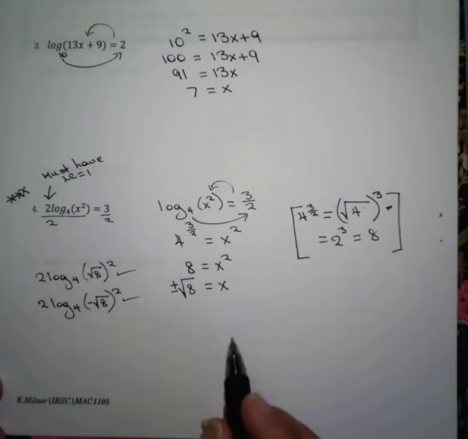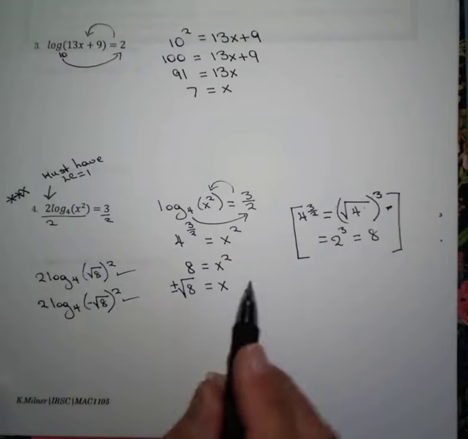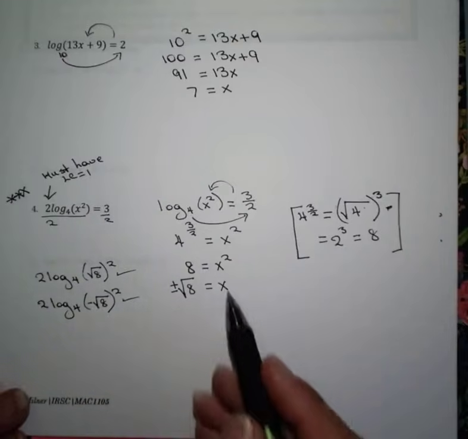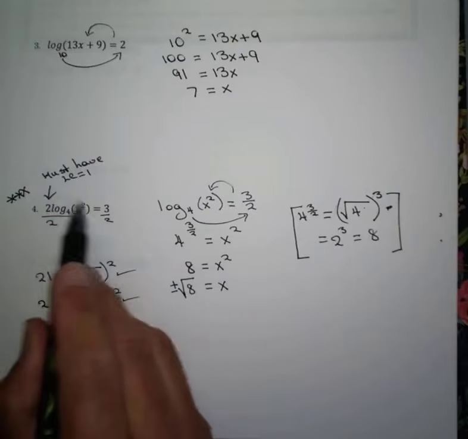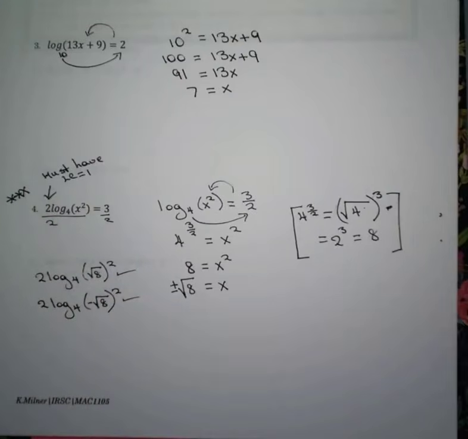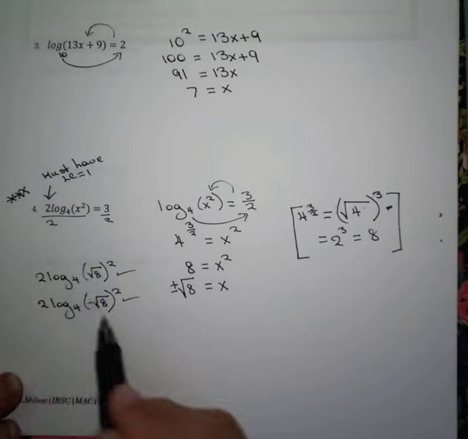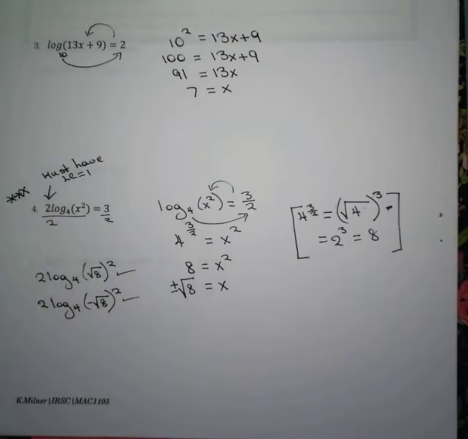So I've checked them. And I do have to check anytime I'm using properties of logs. I have to check to make sure I haven't caused the log of a negative number. If I ever find that there's a log of a negative number when I go back to my equation, I don't have to do anything else. I just say that is not one of the solutions.